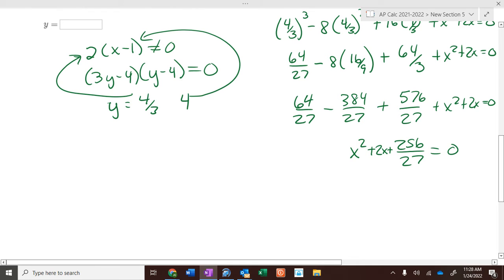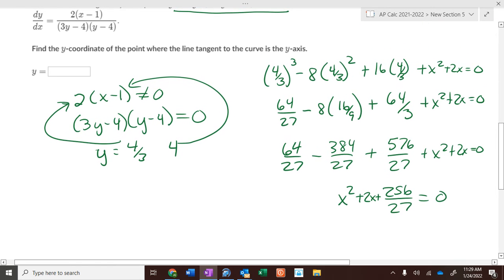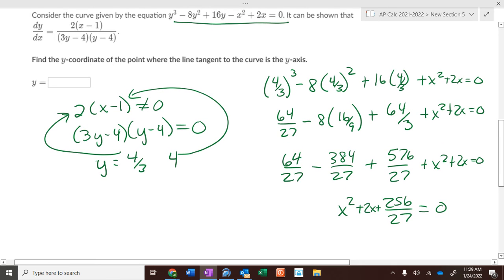What's 256 divided by 27, just to get a ballpark fraction answer? Like 9-ish? 9.5-ish. And two numbers. Yeah, that's kind of ugly. Let's see what 4 does to this. I had 4 or that, so let's try 4 right now.